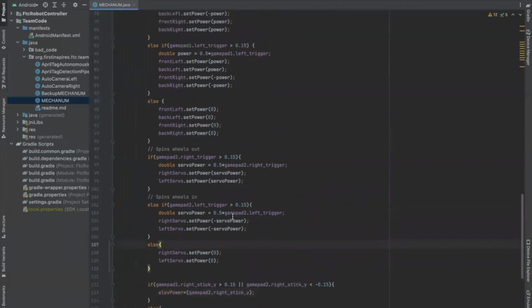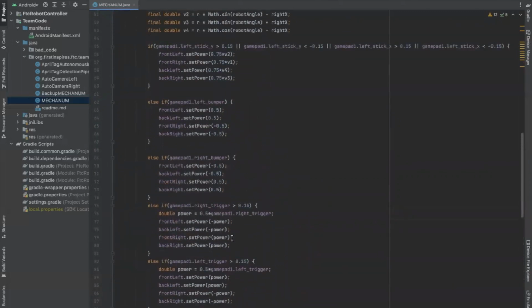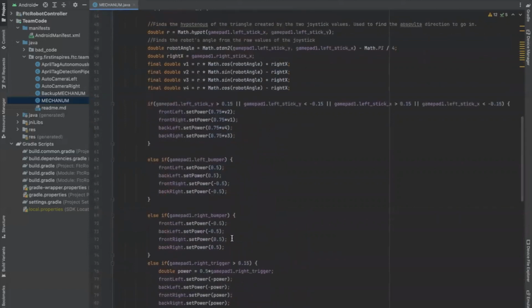But hopefully you got an idea about what a Mecanum drive is, how it works, how it can be super useful in FTC, and how you could possibly code it.